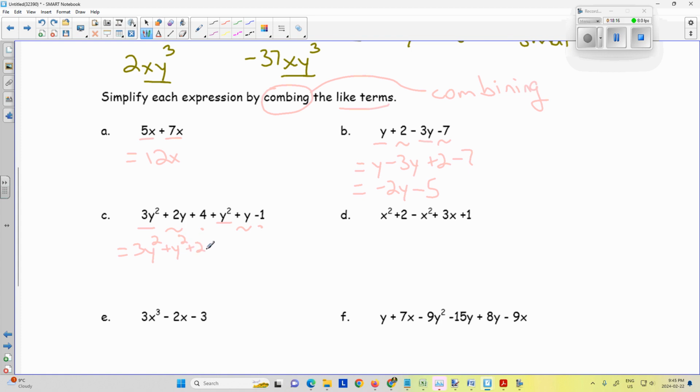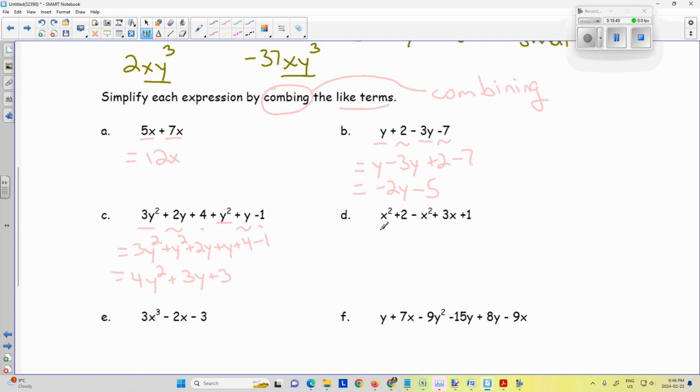Plus 2y plus a y plus a 4 minus a 1. So let's look here. I've got 3 y's, and again, there's the invisible number in front of a letter, right? If there's nothing there. So I've got 4y squared plus, I got 3 y's, and I have 3. Hopefully you're getting the same answer I am, or hopefully I'm getting the same answer you are.